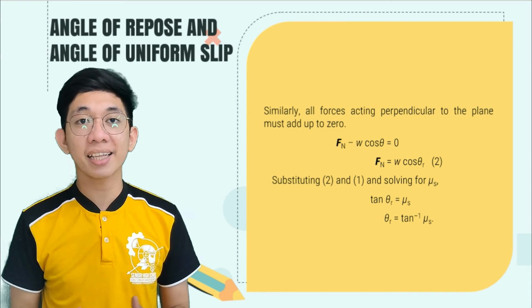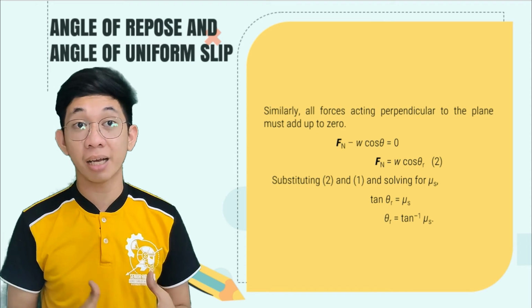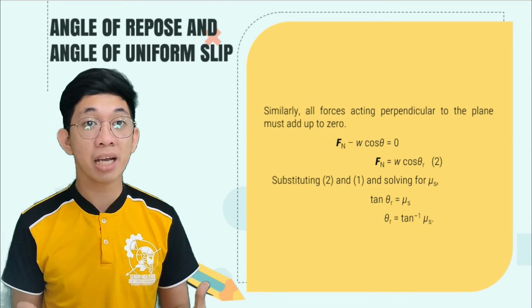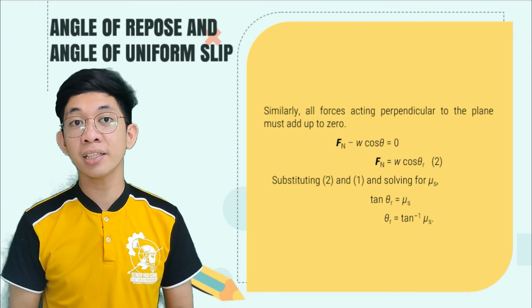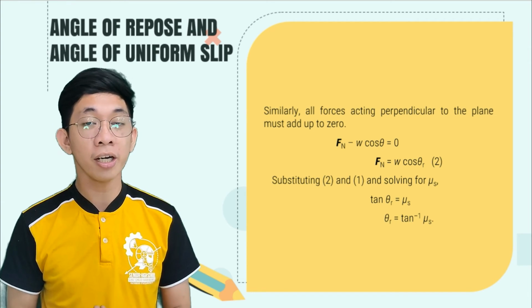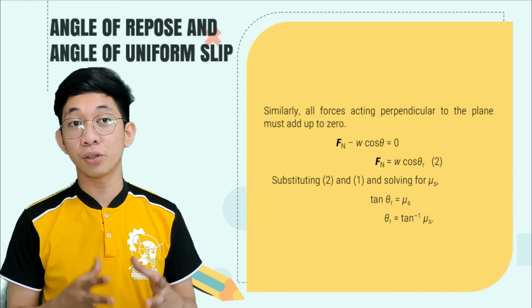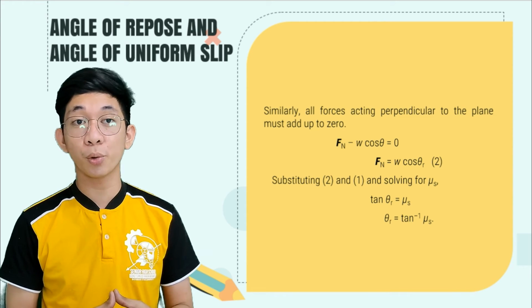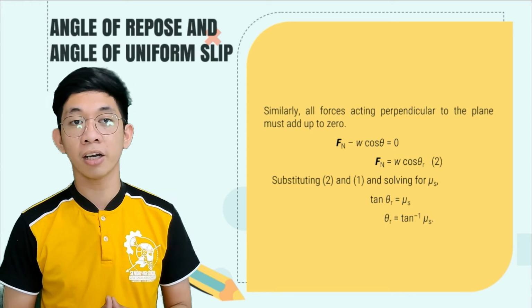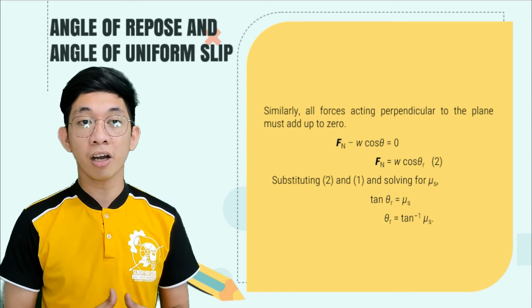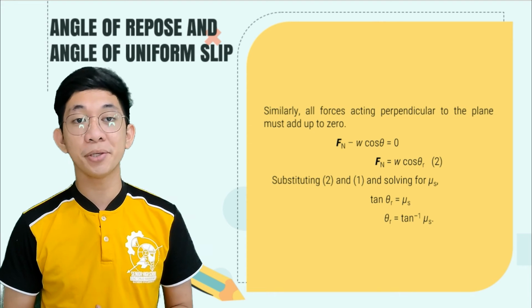Similarly, all forces acting perpendicular to the plane must add up to 0. That is, F n minus W cosine theta is equal to 0. Therefore, we have F n is equal to W cosine theta r, which is our equation number 2. Substituting equation number 2 into equation number 1 and solving for mu s, we have tangent theta r is equal to mu s. Theta r is equal to arctan mu s.